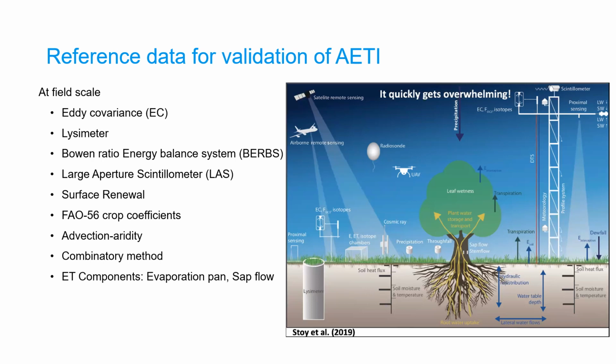For the validation of AETI, there are many methods to estimate AETI at the field scale. For example, eddy covariance, lysimeters, Bowen ratio energy balance systems. Each reference method is based on different principles and covers a different surface area. For validation of AETI components, evaporation pans can be used to validate the evaporation component, while sap flow measurements can be used to validate the transpiration component. For more information about each method, please see the reading material.